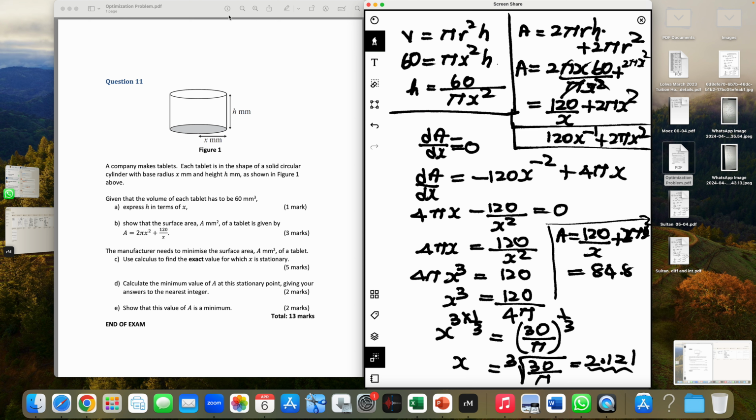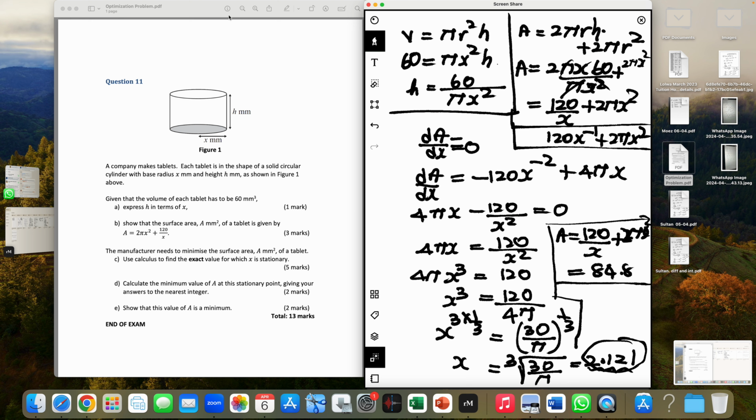Okay, now instead of x you substitute 2.121. Area is equal to 120 over x plus 2 pi x squared. Wherever x is there, you substitute 2.121. Okay. Then show that this value A is minimum. How can we show it is minimum? If it is stationary, it can be maximum or minimum. If it is minimum, you have to second differentiate. That should be a positive value.